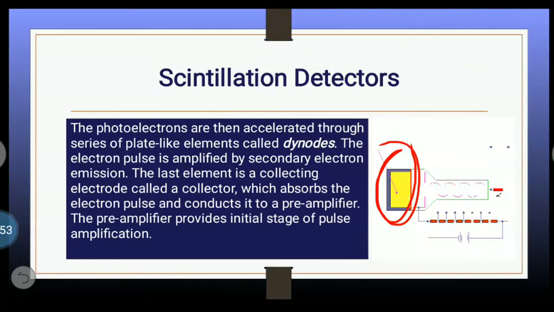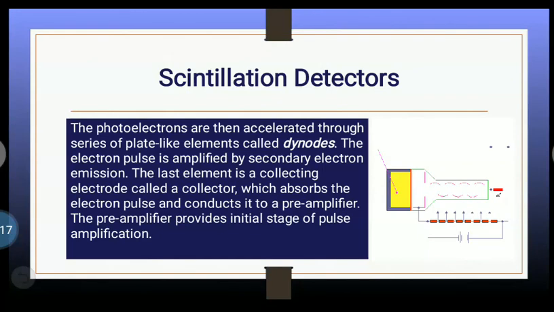From light, at the photocathode, the light will be converted into electrons. From 1 electron, it becomes 2. From 2, it becomes 4, 8, 16, 32, 64. That is why it is called a photomultiplier tube.